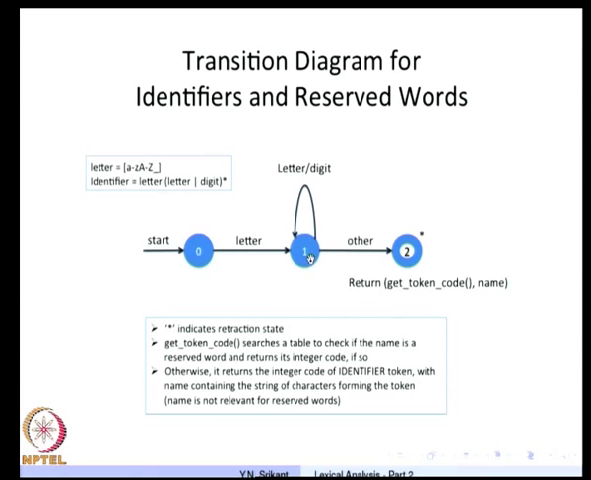on letter or digit we stay in state 1, and on any other symbol, that is neither letter nor digit, it could be an operator for example, we go to another state called 2. This is marked with a star indicating that the symbol which brought us from 1 to 2 will not be consumed and is not a part of the token that is produced. And there is an action here, get token, return get token code comma name. So, this searches a table, finds out whether it is a reserved word or an ordinary identifier, gets the corresponding code for it and comes out. So, this is the action part.